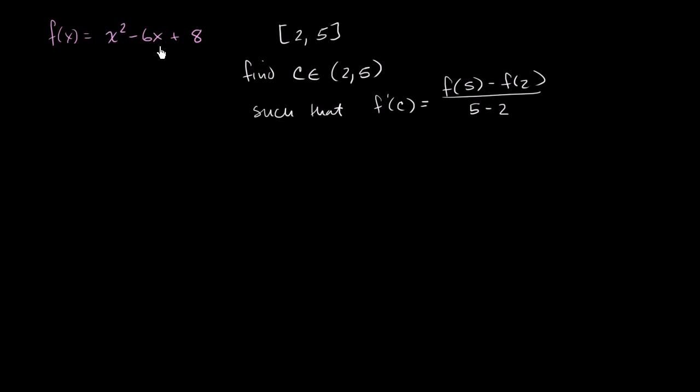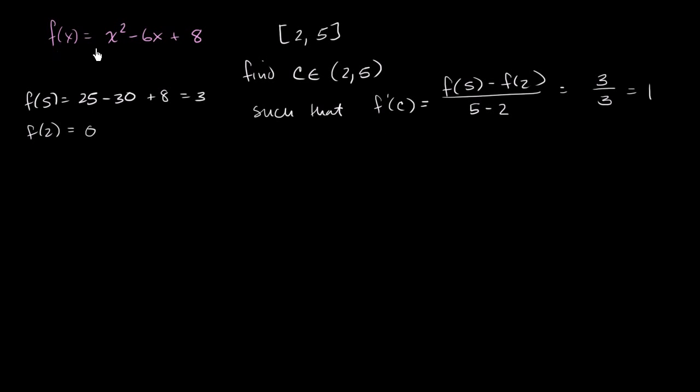Then let's just take the derivative and set them equal, and then we should be able to solve for our c. So let's see, f of 5 minus f of 2. F of 5 is equal to 25 minus 30 plus 8. So that's negative 5 plus 8, which is equal to 3. F of 2 is equal to 2 squared minus 12, so it's 4 minus 12 plus 8. That's going to be 0. So this is equal to 3 over 3, which is equal to 1. F prime of c needs to be equal to 1.